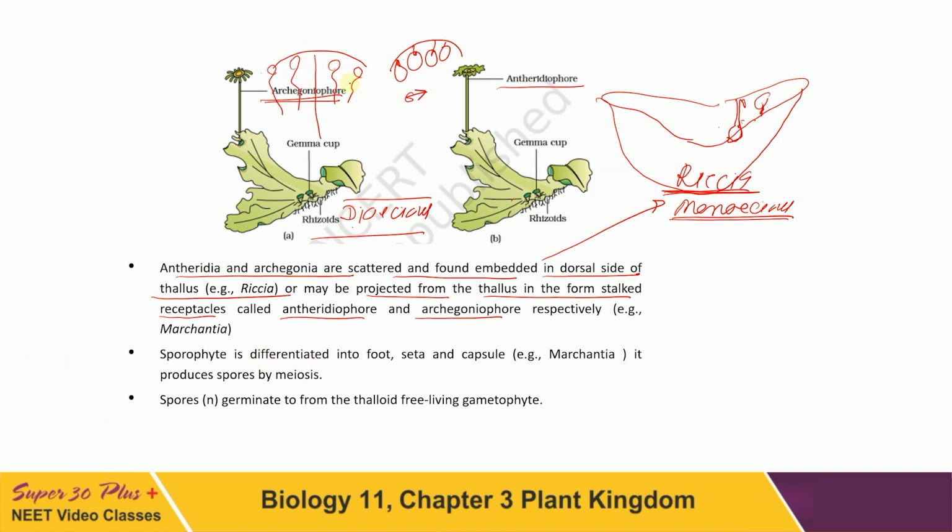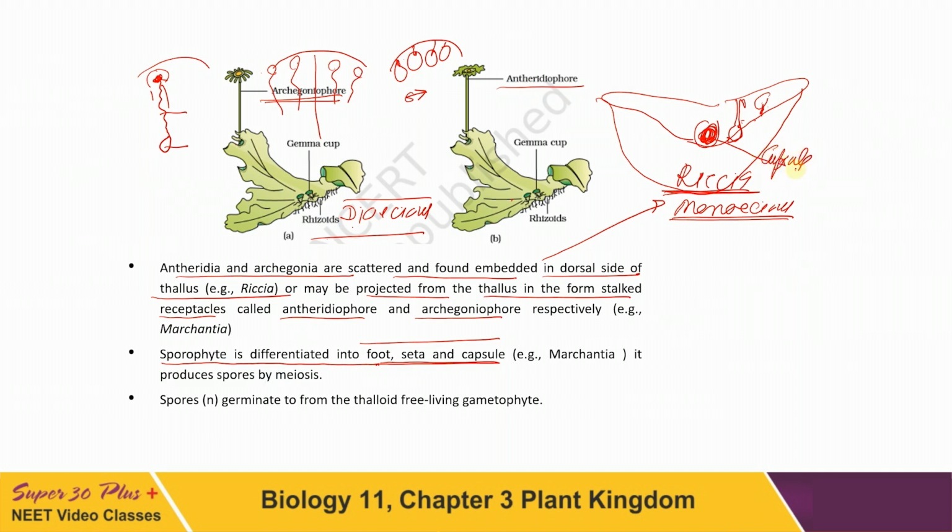Sporophyte: here the egg will be formed in the archegonia, which will develop into zygote, and the zygote will develop into sporophyte. In Marchantia, the sporophyte is differentiated into foot, seta, and capsule, while in Riccia, the sporophyte is represented only by the capsule.